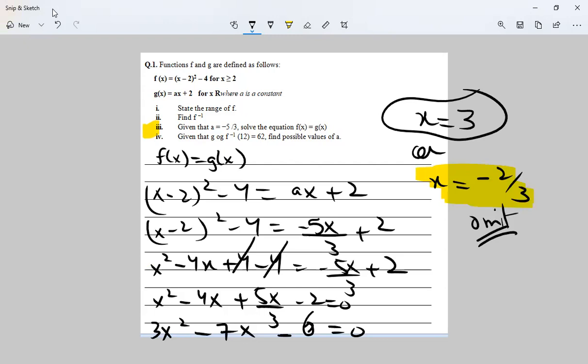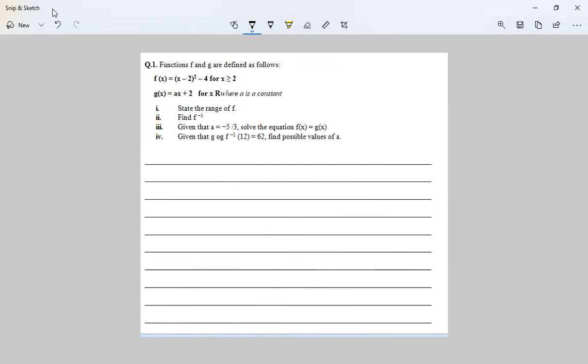Now come to the fourth part of the question. A little bit tricky, you can say that. If you read out part 4, it is given: g of g f inverse of 12 is equal to 62.